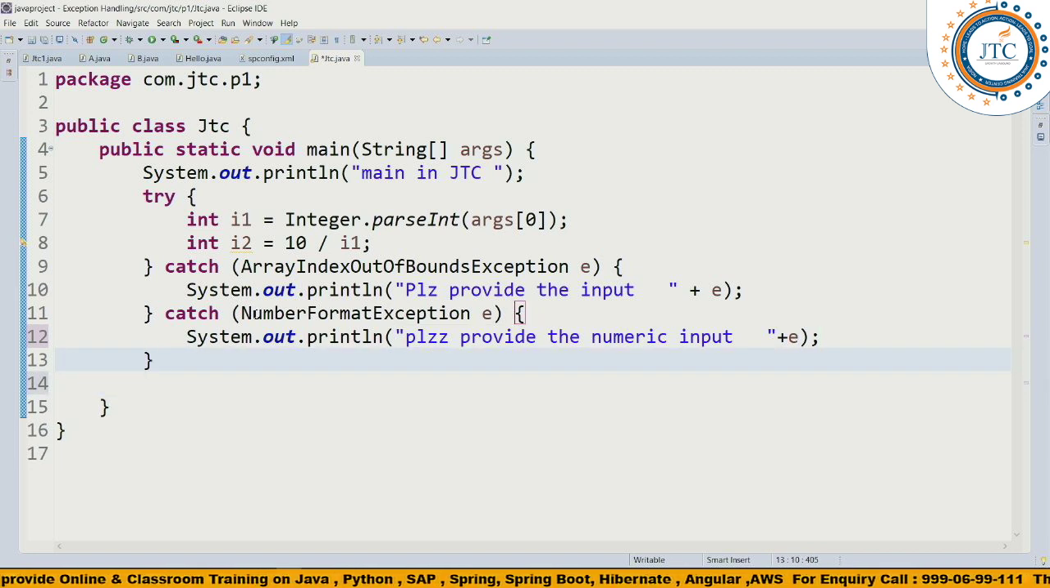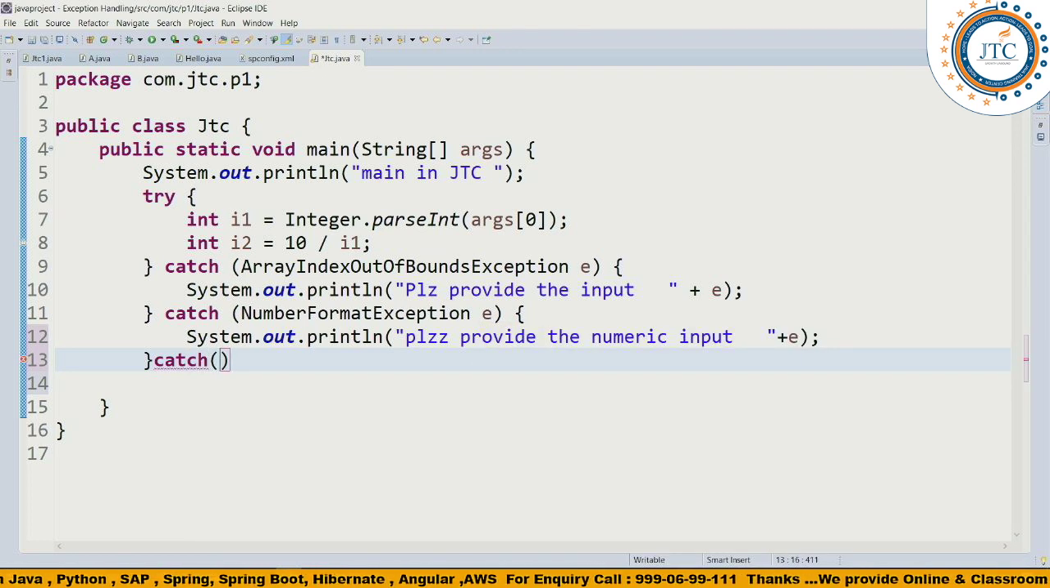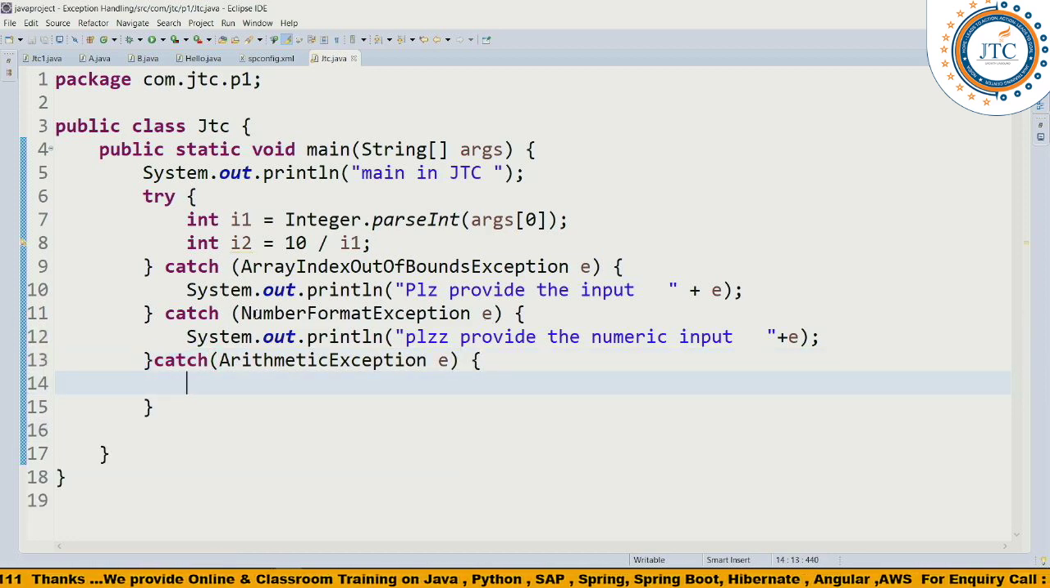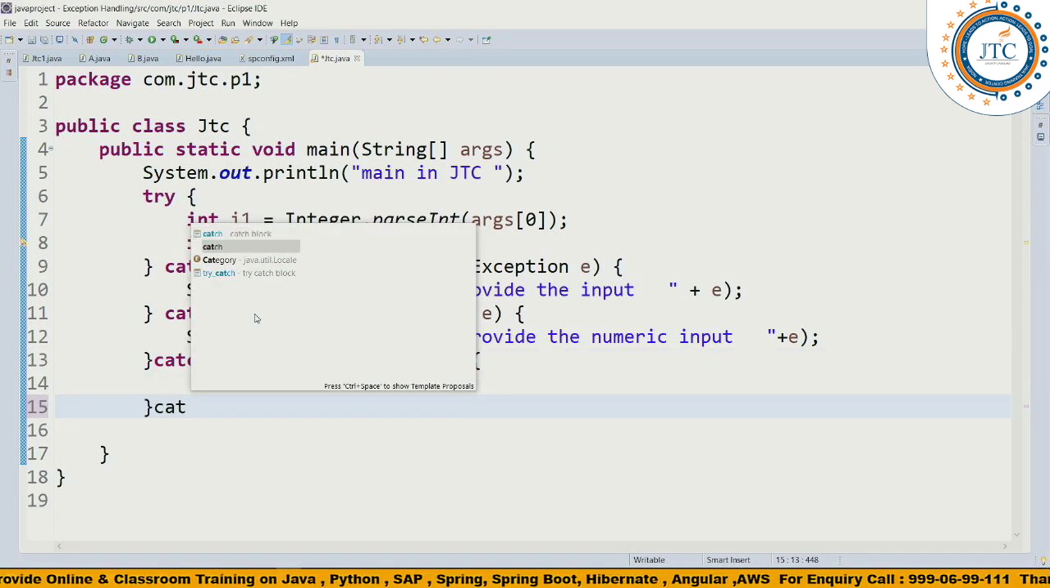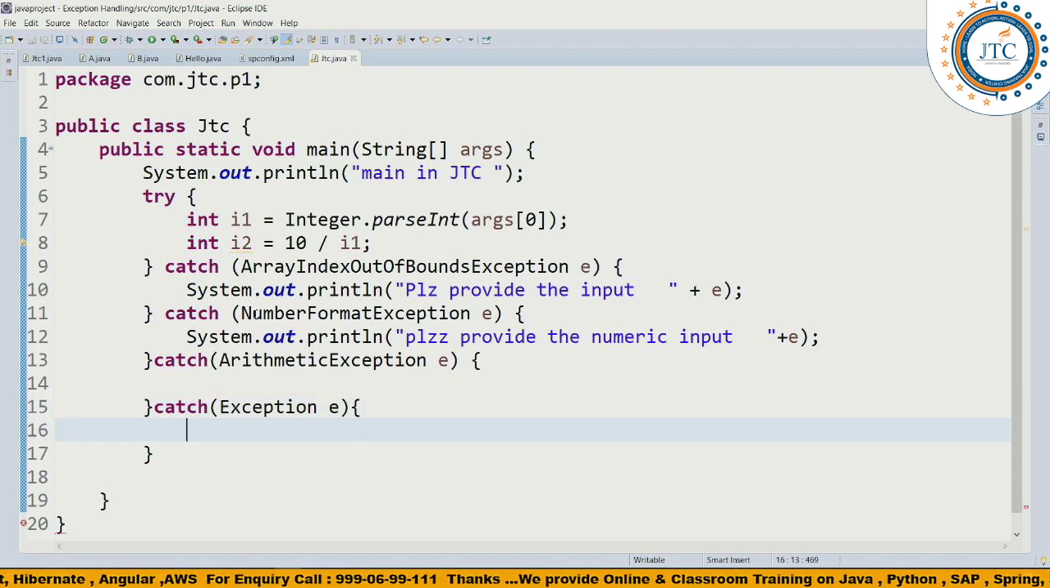Again, we were expecting some more types of exceptions, so I'll write another catch block. That is what you need to understand. ArithmeticException, I'm writing here, ArithmeticException of E. Remember one point: lastly, if you are not sure whether any is left, you can write directly Exception of E. This is the process here now.